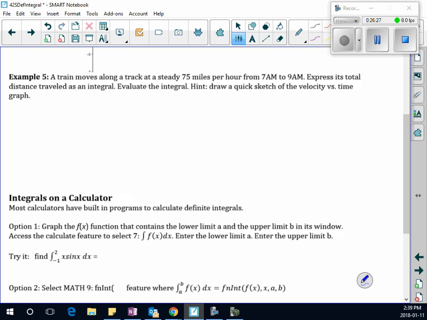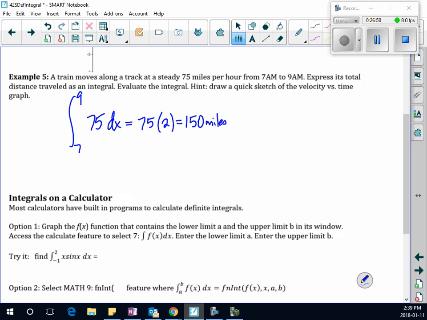Okay, so it's going from 7 a.m. to 9 a.m. and it's going at a steady 75, so you could say dx. So if you forgot my little trick, if it's a constant, oh, you remembered it. You would know it is 75 times 2, which is 150. And what is that actually? It is miles, yeah. Miles per hour multiplied by hours.